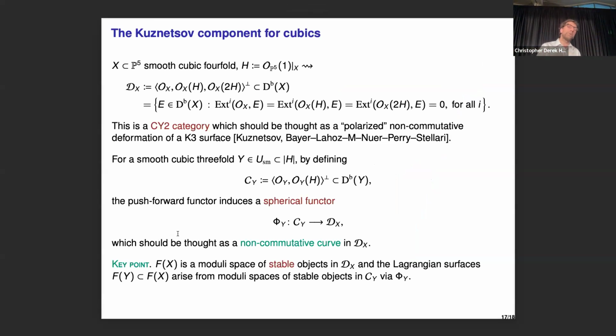The prototype example of a non-commutative category is the Kuznetsov component for cubics again. So last time we saw cubics: I take a cubic fourfold, I look at the derived category, and inside there is some special derived category which is called the Kuznetsov component, or the residual component, as Kuznetsov called it. I'm just taking all complexes which are orthogonal, which have no cohomology, and no cohomology when tensored by -h, and no cohomology when tensored by -2h.